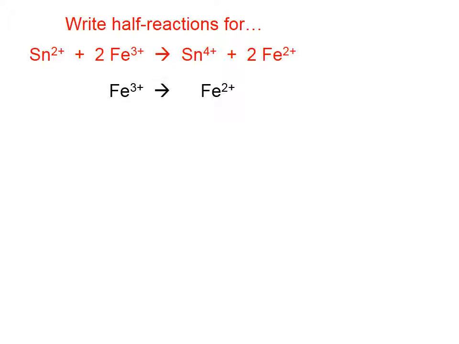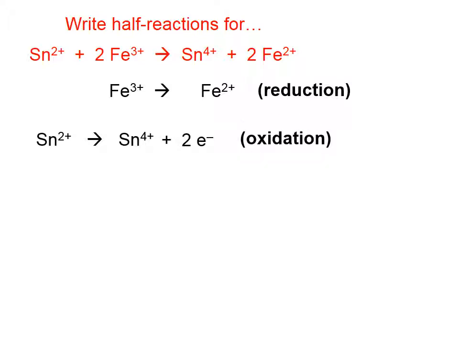We're going to start with iron 3 on one side and iron 2 on the other side. Clearly, that's going to be the reduction because we're going to be gaining electrons. The other half reaction is going to involve the oxidation of the tin 2 ion. And what we need to do is include the electrons in these half reactions. We're going to need 2 electrons that are going to be released or given off whenever we oxidize tin 2.